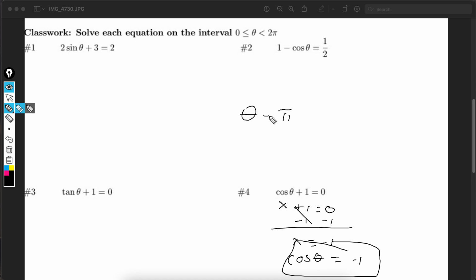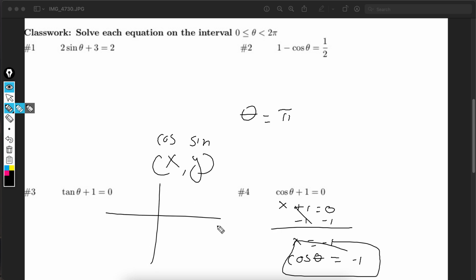Yeah, because remember, right? Cosine, sine. So this is how I'm looking at it on the unit circle. Any point where it is, x and y values, that's kind of what I'm doing. And that's about it for that one.